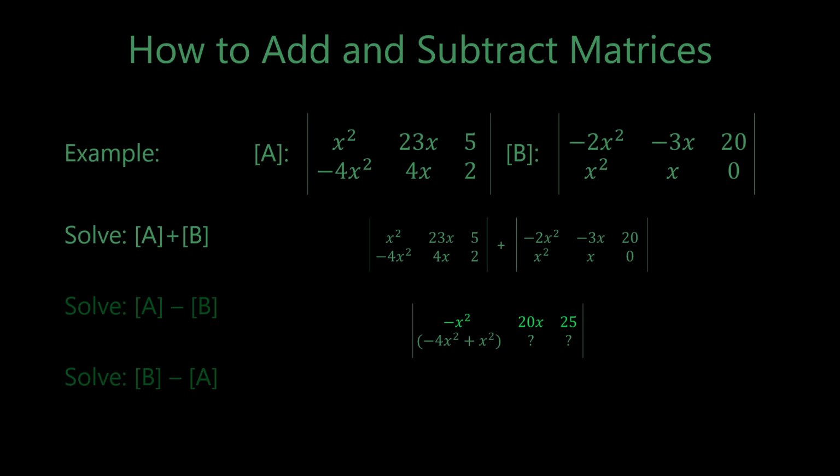Now for row 2, column 1, we get negative 4x squared plus x squared, which gives us negative 3x squared. For row 2, column 2, we get 4x plus x, and that's 5x. And last we get 2 plus 0. So 2. Now take a few seconds to work on A minus B.